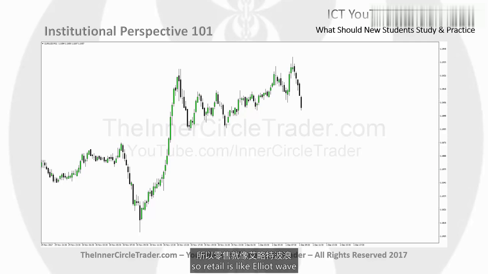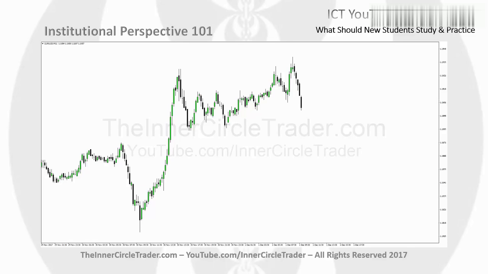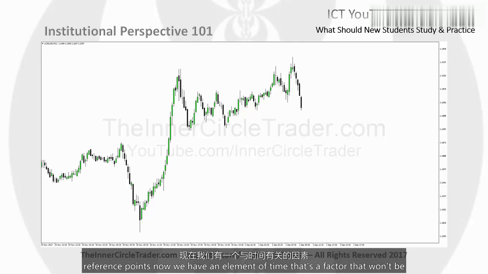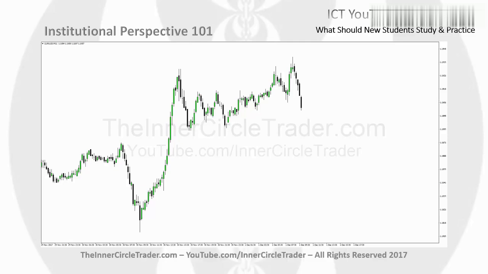Retail is like Elliott wave, supply and demand, harmonic patterns, animal patterns, all these things that you put on your charts. They're all distractions. All you need to know is the open, high, low, and close. There are 4 reference points that make up price, and we make charts based on those 4 reference points. Now we have an element of time that's a factor that won't be talked about in this module, but I will talk about it in coming lessons.